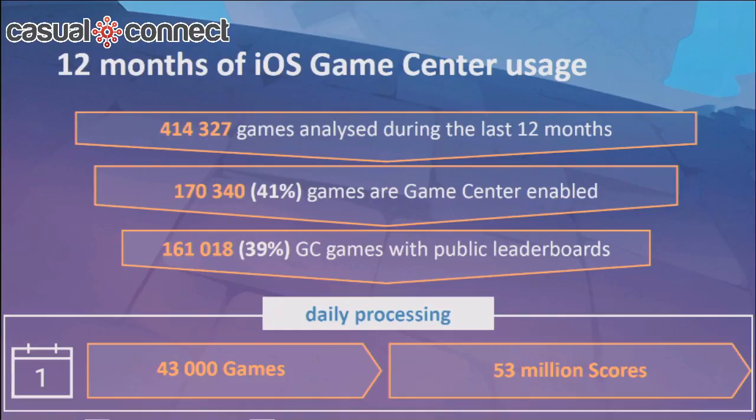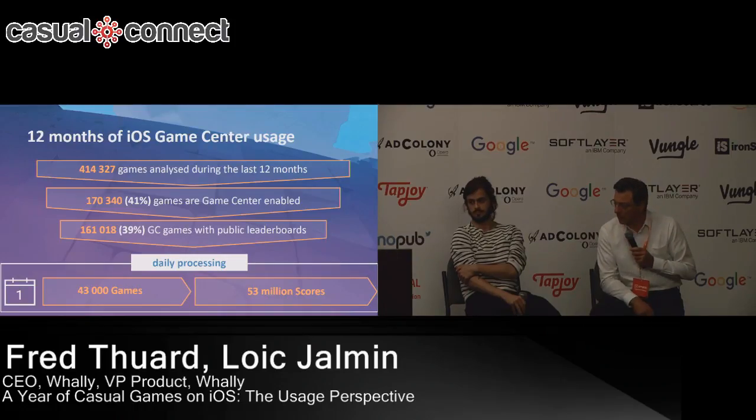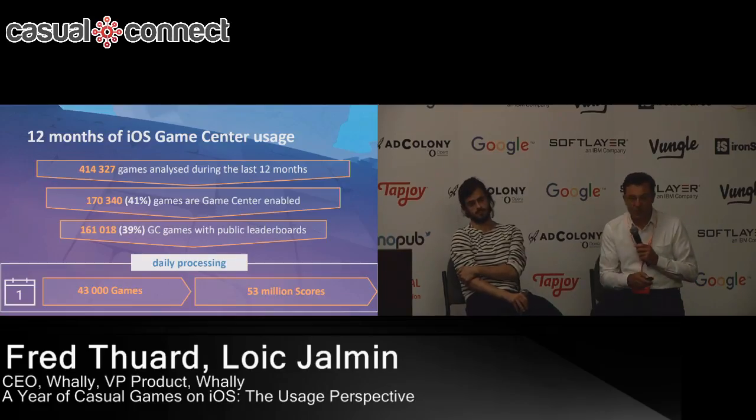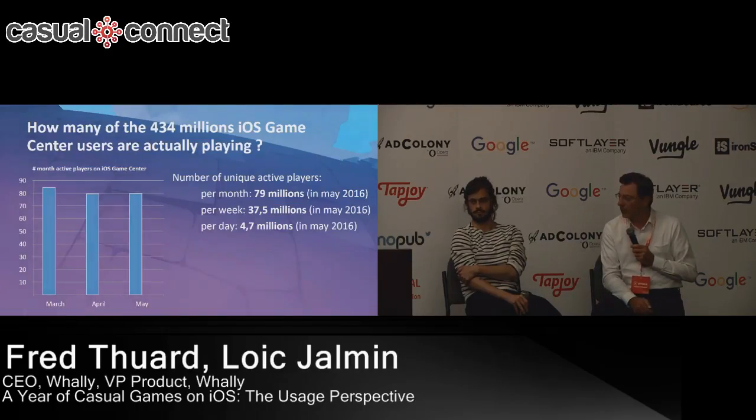which is a very strong base to start understanding usage patterns on iOS, especially for casual games, because of course public leaderboards are very close to casual games' gameplay. We are processing that daily, which means about 43,000 games are screened, because not every single game is screened daily. It depends on the activity of the game. This represents about 53 million scores.